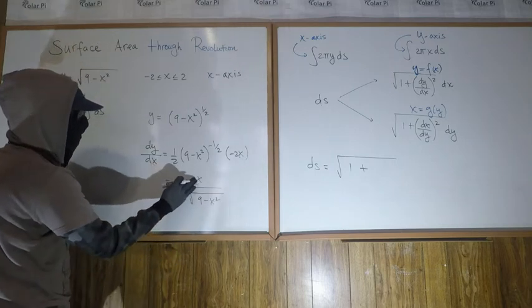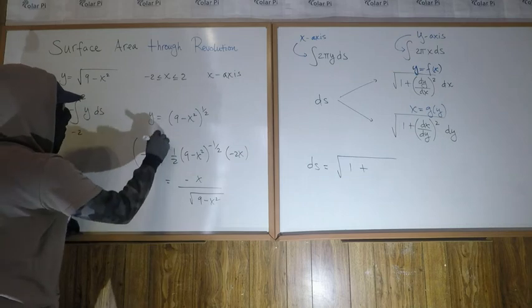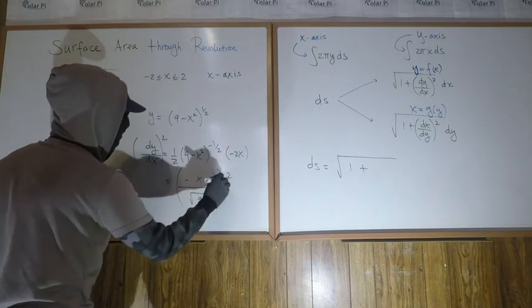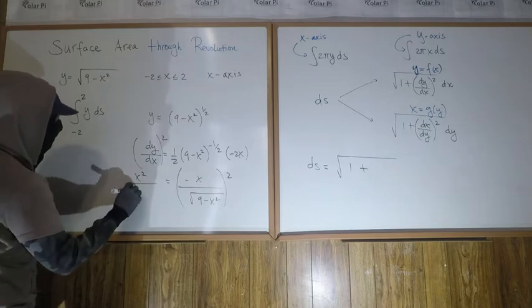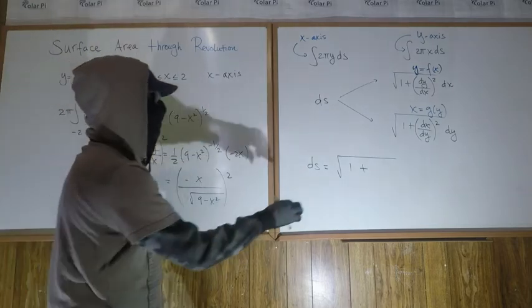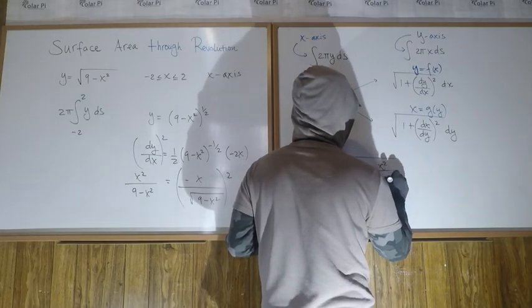Then the 2 and this 2 we can get rid of, and then we have to do (dy/dx) squared, so we square this, and when we do, what we get is x squared over 9 minus x squared. So in here I plug in x squared over 9 minus x squared.